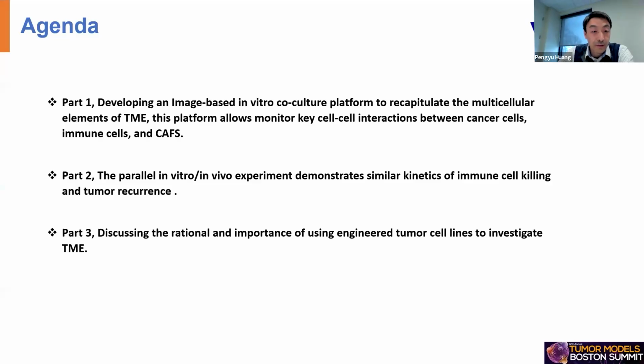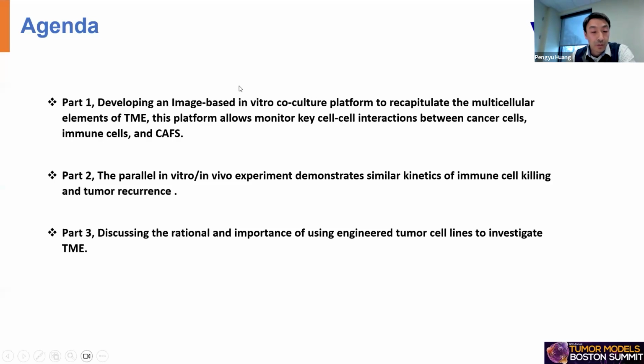We have three parts. First, we talk about how to develop an imaging-based in vitro and in vivo co-culture platform to recapitulate the cellular environment of the TME. This platform allows us to monitor cell-cell interaction between the cancer cells, immune cells, and the CAFs.